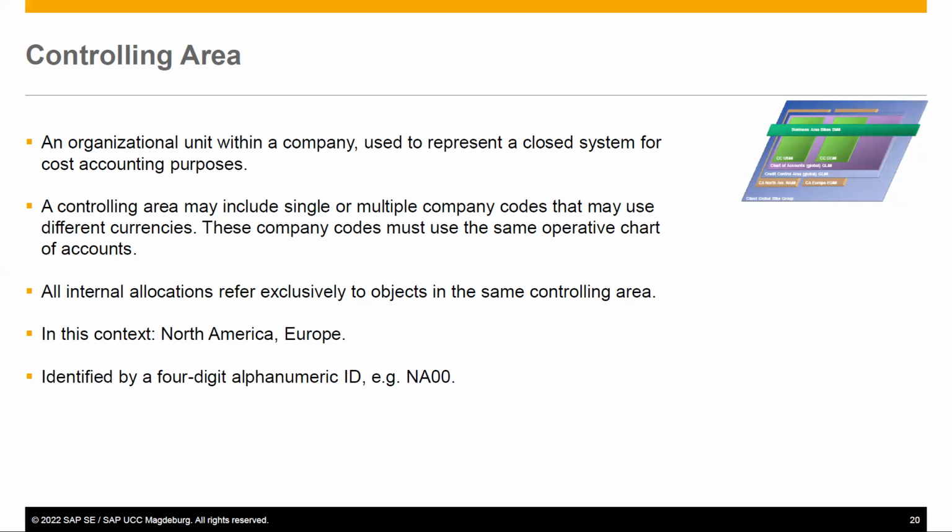Now, in this example, we have two controlling areas worldwide. One is North America. We have three plants in the United States, and one in Europe, in Germany, where we have two plants. The controlling area we will be using is NA00. They just gave it a code of NA00.